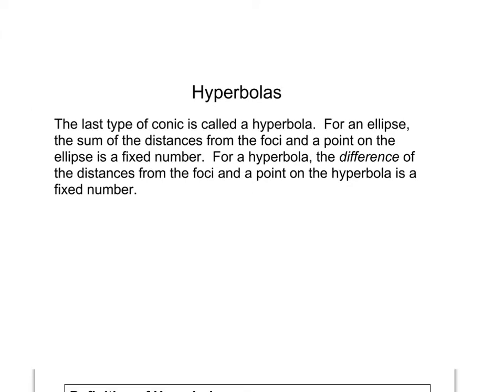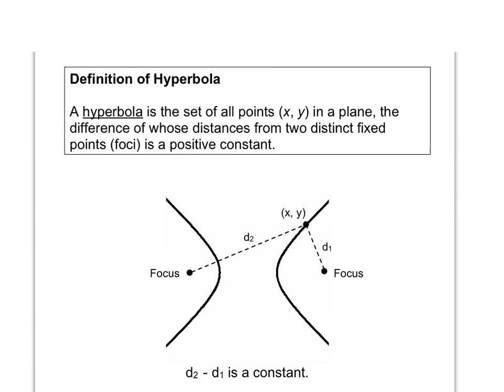Okay, so for an ellipse, we looked at the sum of the distances from the foci to a point on the ellipse to be a fixed number, but now for hyperbolas, we're going to look at the difference of the distances as being a fixed number or a constant. So let's take a look at what that's going to look like.